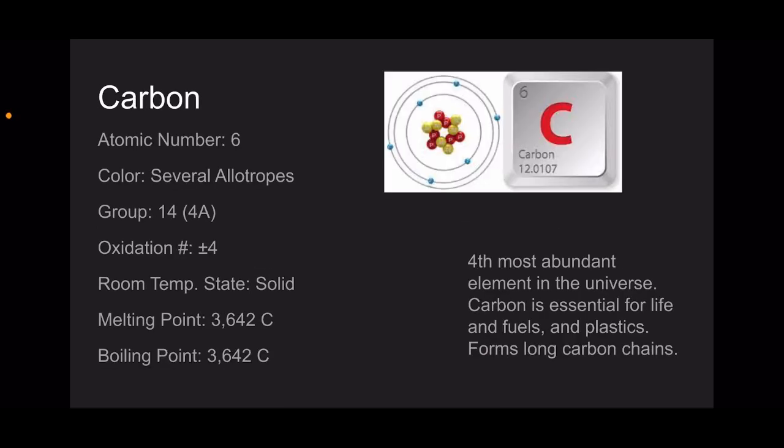The next nonmetal is carbon. Its atomic number is 6. It has several different allotropes, which means different forms, so it can have different colorations. It is in group 14, which is 4A. It has an oxidation number of plus or minus 4. Its room temperature state is a solid. Its melting point is 3,642 degrees Celsius. Its boiling point is 3,642 degrees Celsius.